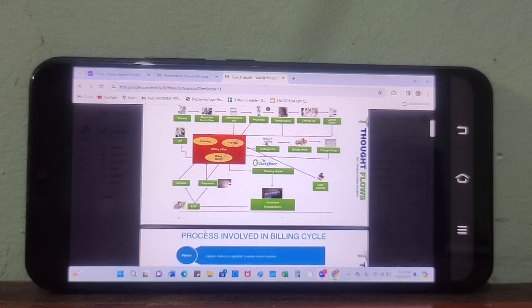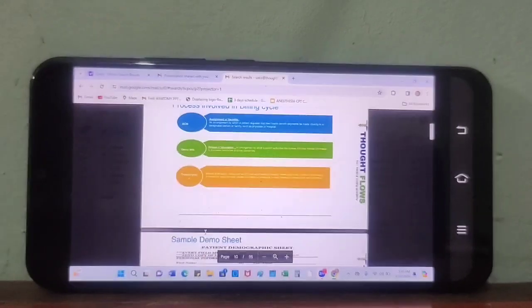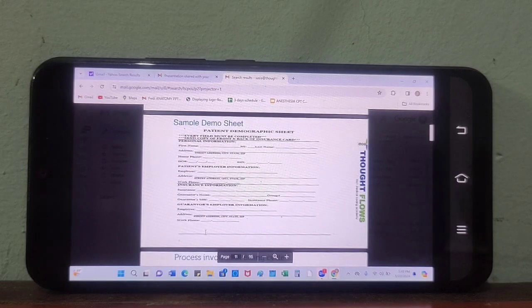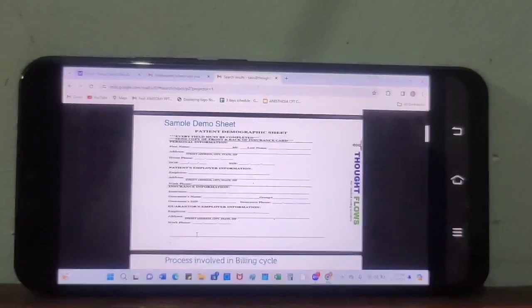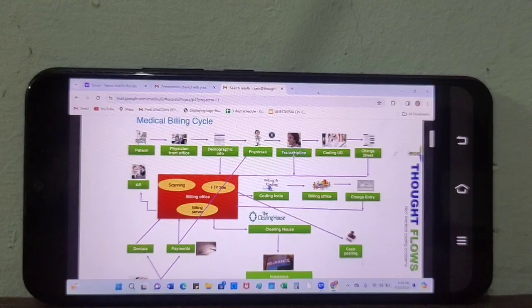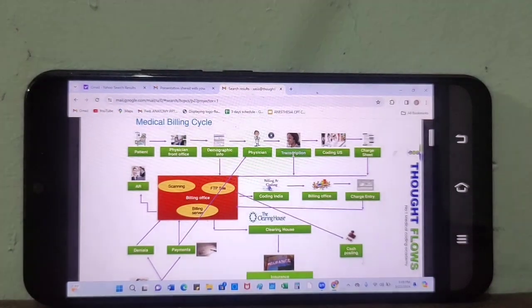What are the details present in the demographic sheet? See, this is a sample demographic sheet. In that sheet, there are the patient name, first name, last name.